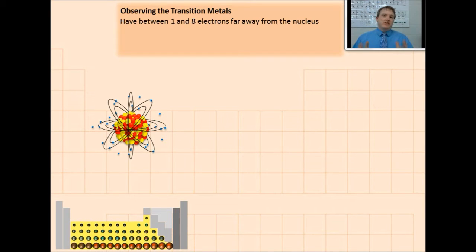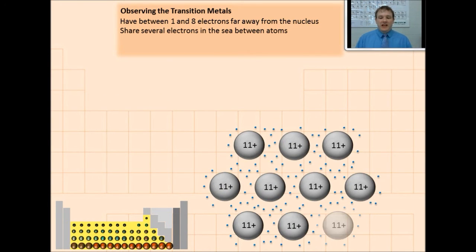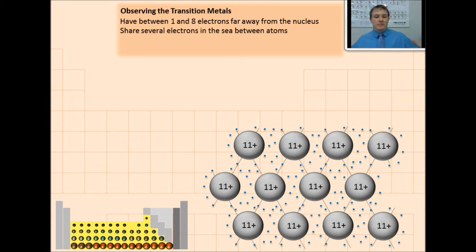The reason that the transition metals do this is because there's not a lot of difference in the energy between the outer electrons and the electrons just underneath. So that's one of the things that makes the transition metals behave the way that they do. They can share several electrons in the sea of electrons between atoms. It's not necessarily just the outer electrons. So what that's going to cause to happen with atoms like copper is they're going to bond together very, very tightly because there's so many electrons in the sea of electrons.